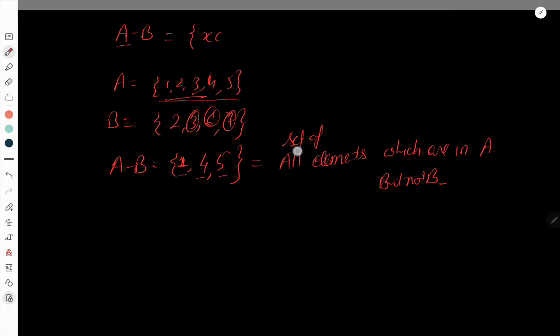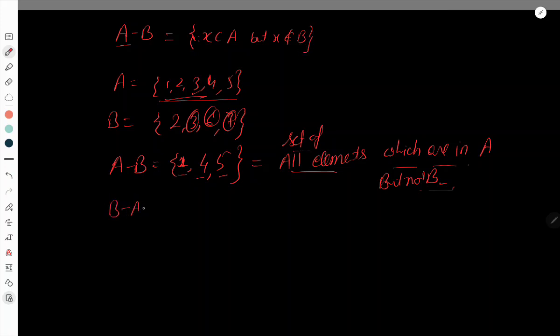How will I write it in mathematical format? A minus B is the set of all elements which are in A but not in B, meaning x belongs to A such that x belongs to A but x does not belong to B. This is the definition of A minus B.